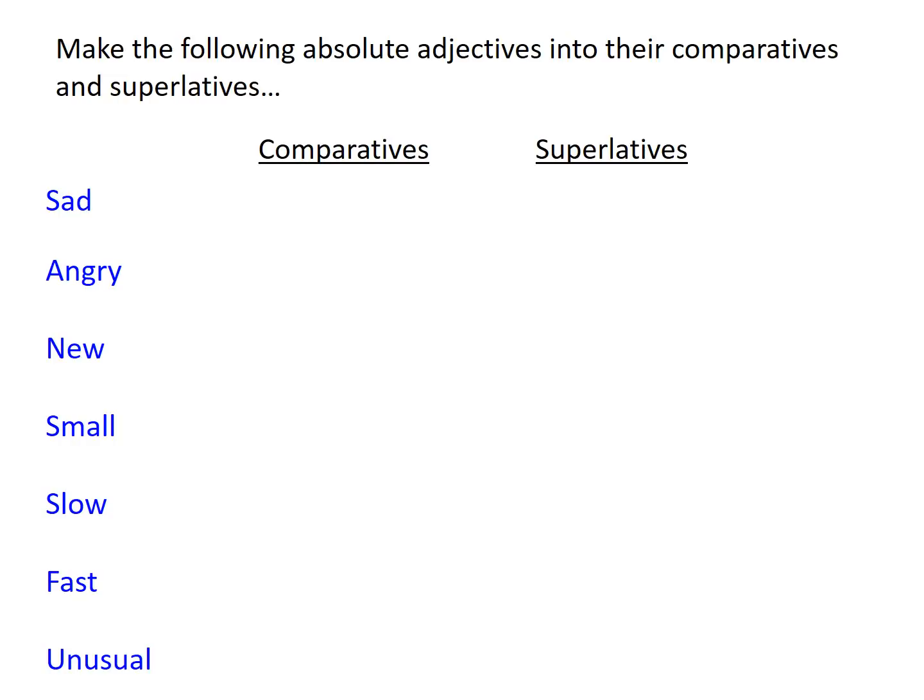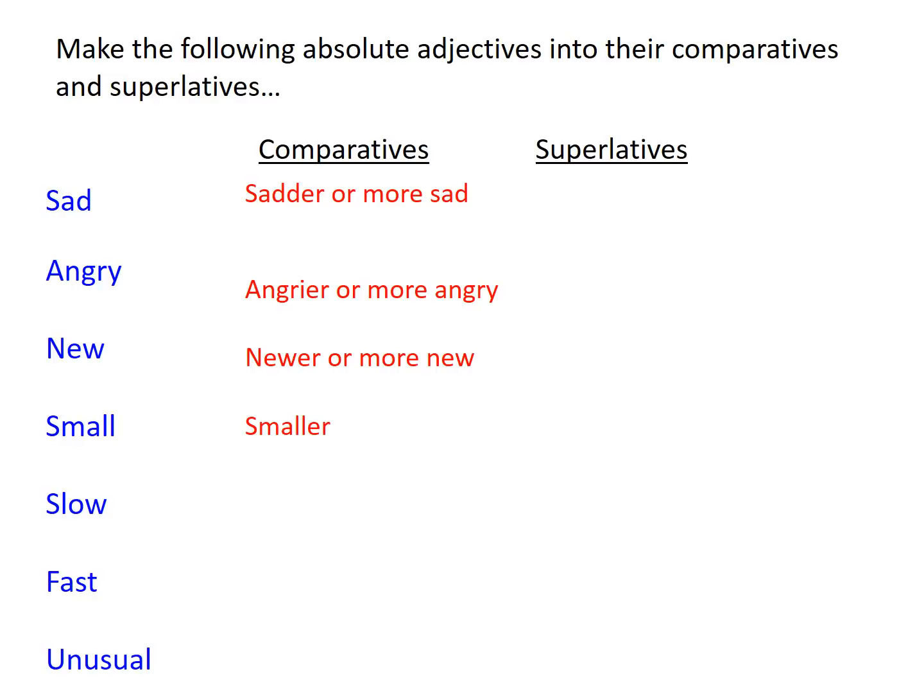So, how did you get on? The comparative of sad is more sad or sadder. The comparative of angry is angrier or more angry. The comparative of new is newer or more new. The comparative of small is smaller. Slow becomes slower. Fast becomes faster. And unusual becomes more unusual.